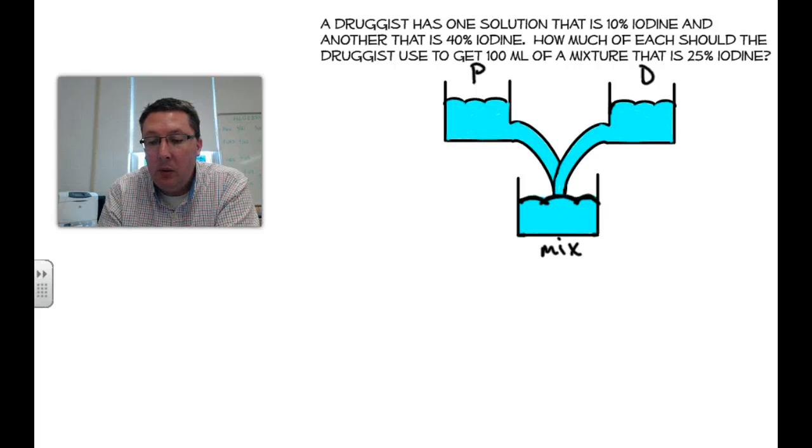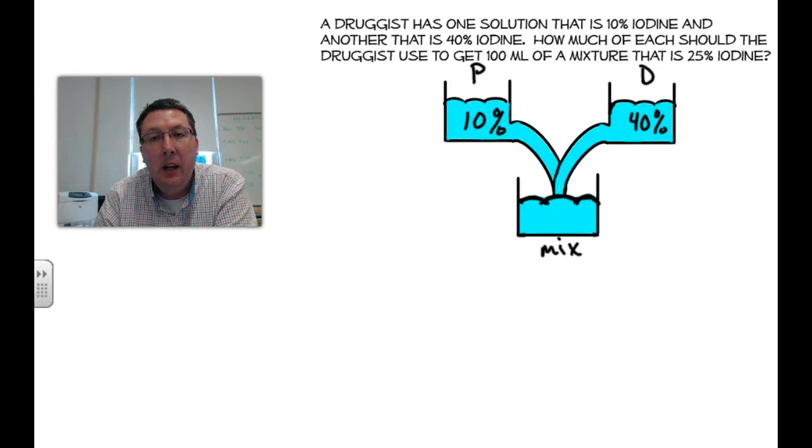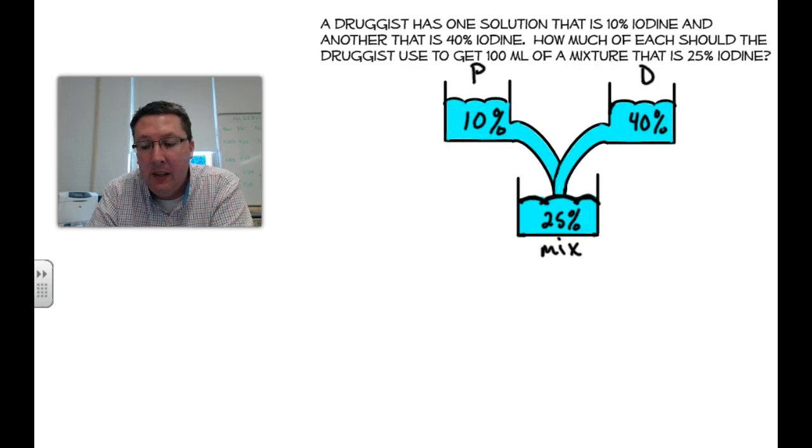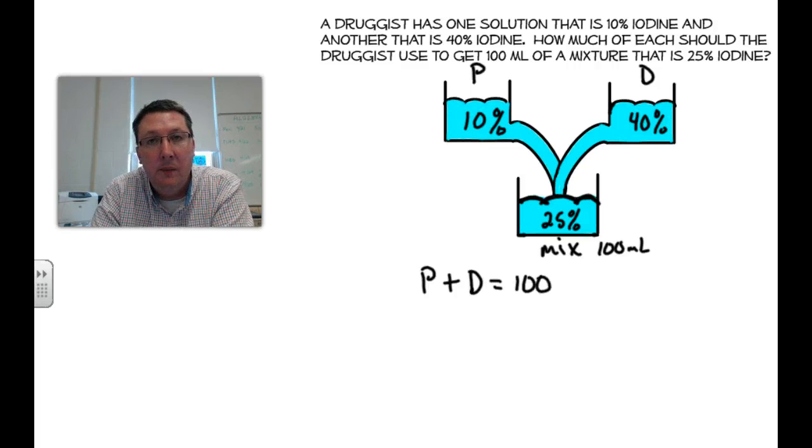Okay? So the pouring solution is the 10% iodine. The dumping solution is a 40% iodine. And we want to make a new solution that is 25% iodine. And that total mixture, we want 100 milliliters. Okay? So we set up our two equations again. We have some pouring amount plus a dumping amount equals the total mixture, which is 100 milliliters.